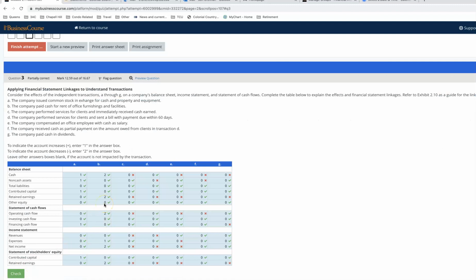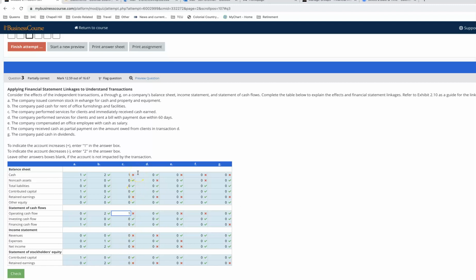Okay, so here's a different way to think of it because I'm moving all over the place here. I'm going to try to walk you through this in a more logical manner on C. Now we've performed services for clients and immediately received cash. Remember what I said, even if we didn't receive cash, it would still be revenue, but in this case we got cash. So let's start with the impacts to cash first. We know cash goes up. I'm going to put a 1 there. So we had cash come in our operating cash flow. And that's the only impacts that I would reflect cash.